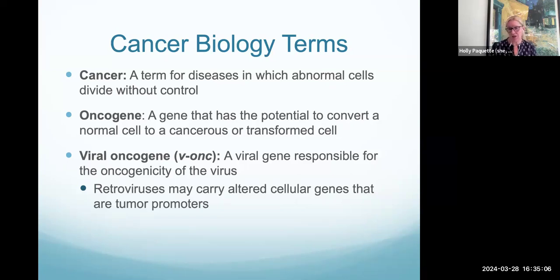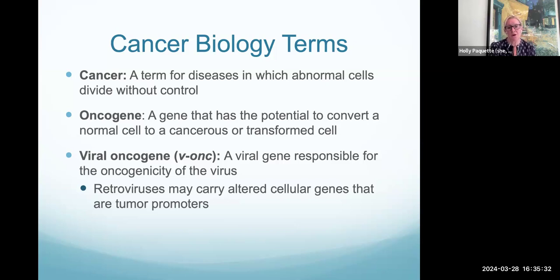An oncogene: onco refers to cancer, gene meaning a gene in the genome. This is a gene that has the potential to convert a normal cell, whether that's in the skin or on the cervix, to a cancerous or transformed cell. So an oncogene is something found in the cell that, when it's turned on, can cause that cell to become cancerous.